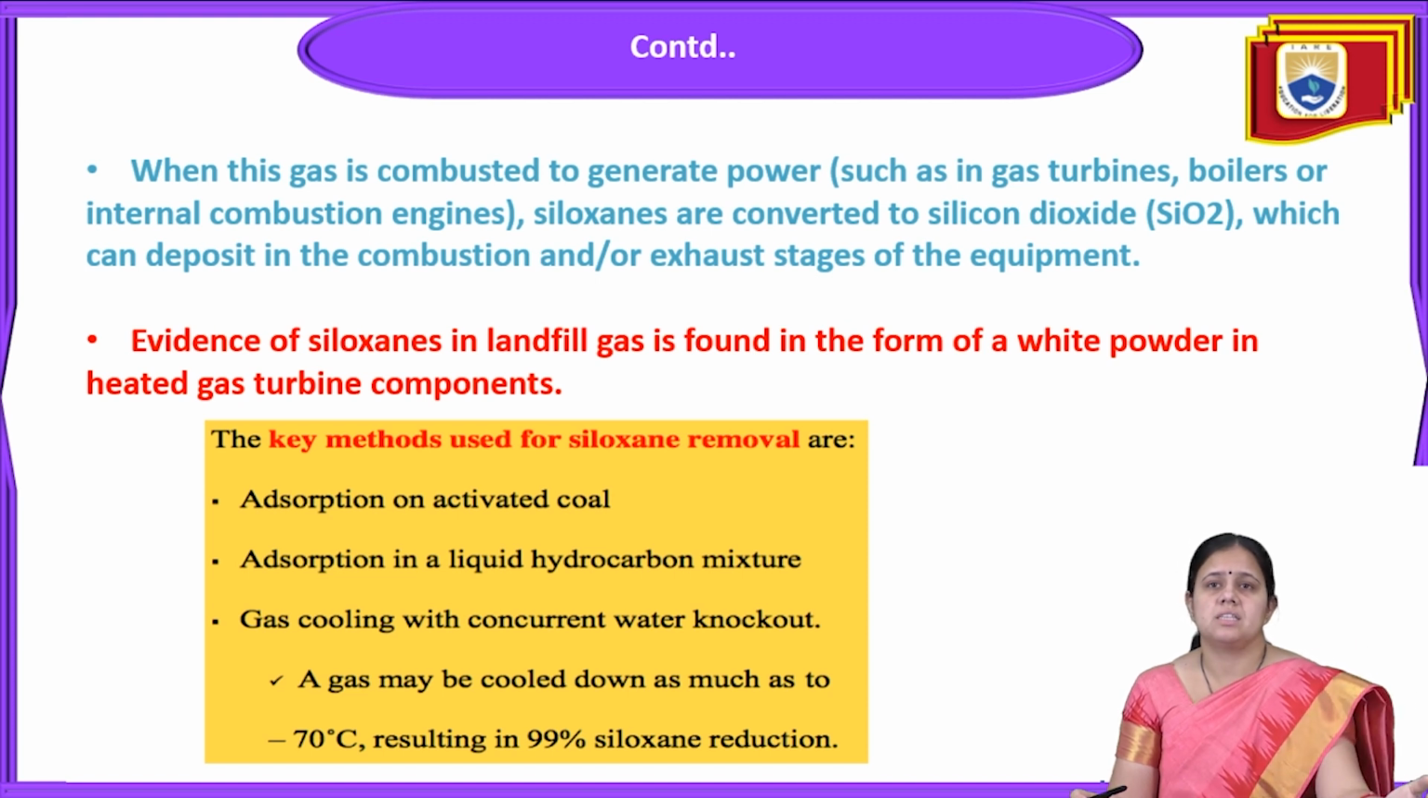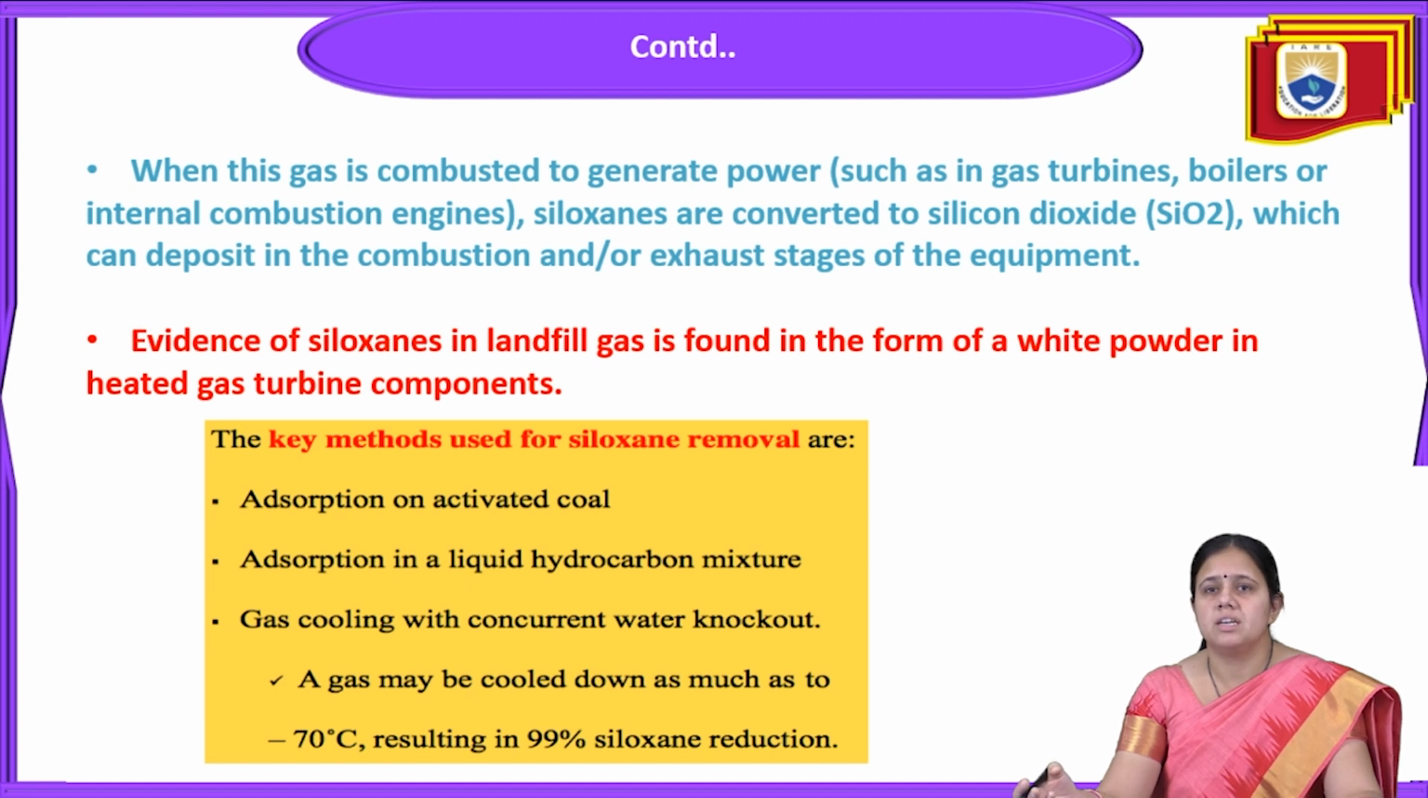Next, when the gas is combusted to generate power, as in a gas turbine, boiler, or internal combustion engine, these siloxanes are converted to silicon dioxide, SiO2. That can deposit in the combustion or exhaust stage of the equipment. Evidence of siloxane in landfill gas is found in the form of a white powder on heated gas turbine components.